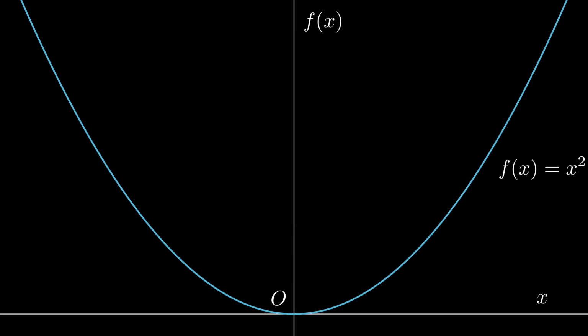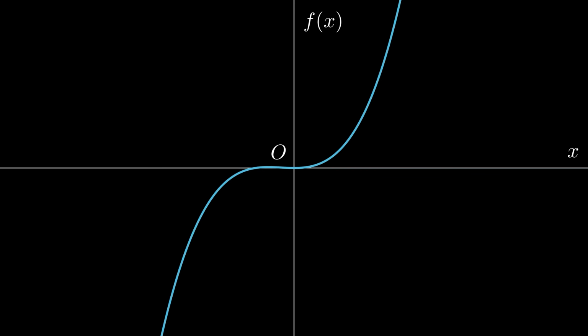Before we move on, let's look at a non-example. The point x equals 0 for the function f of x equals x squared. Even though f of 0 is 0, the function is positive everywhere, so there are no negative points. So this point is more like a dip rather than a cross.